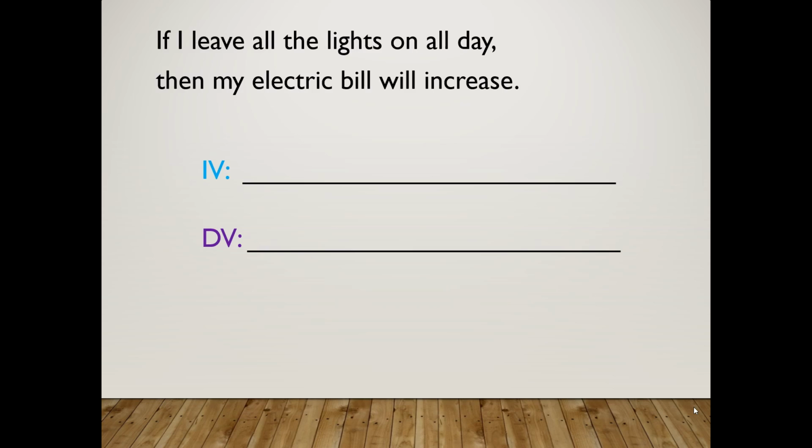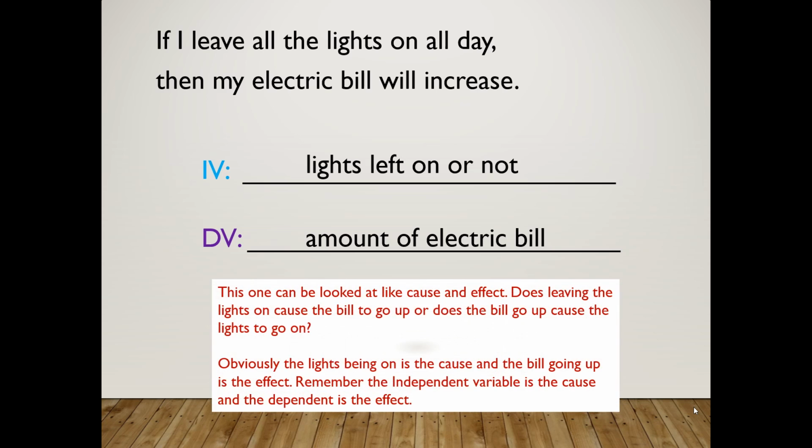Again, here's reiterating what we've already learned. If I leave all the lights on all day, then my electric bill will increase. Things we can control is the lights being left on or not, and that's our independent variable. Things that would be measured would be the electric bill, making that our dependent variable.